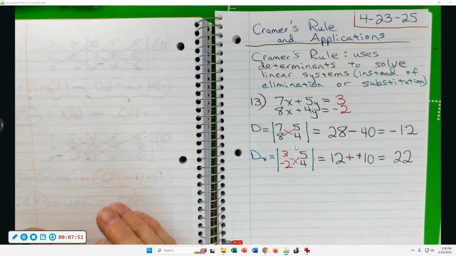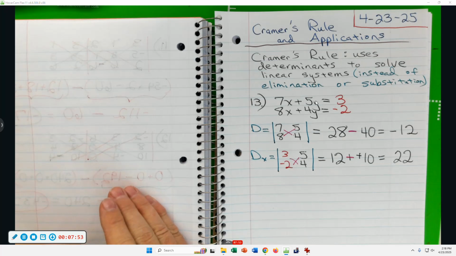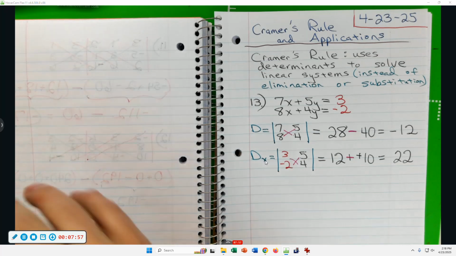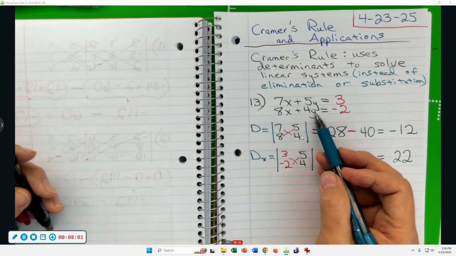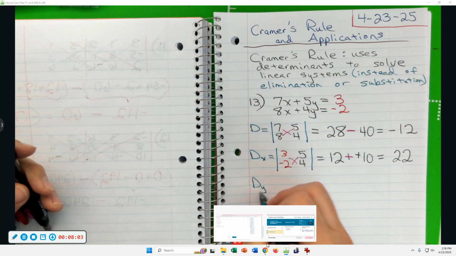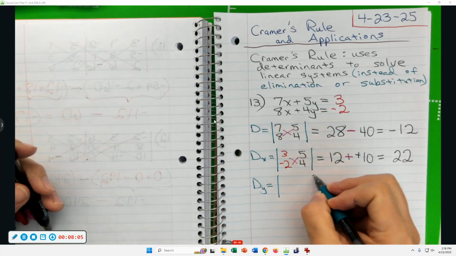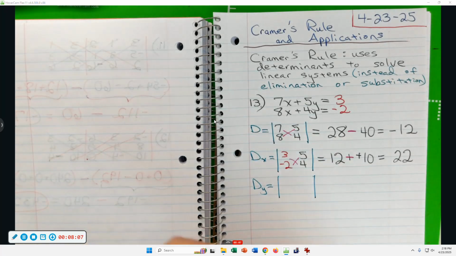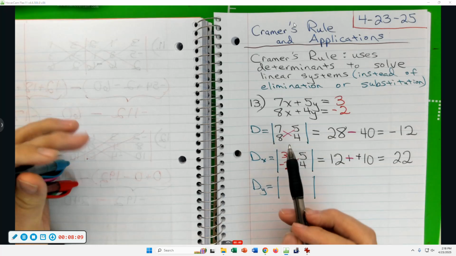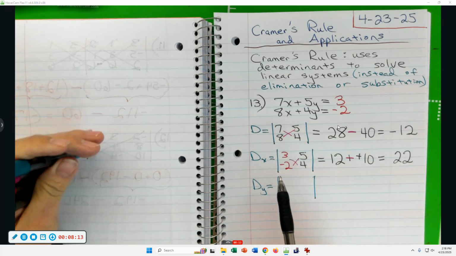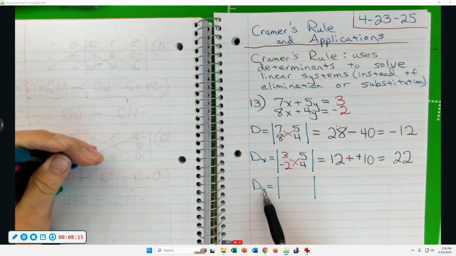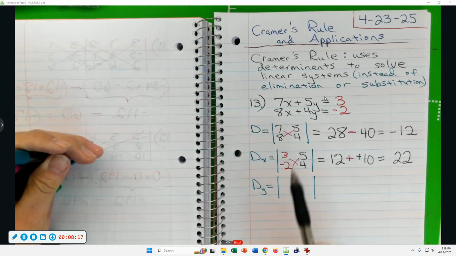For every variable appearing within the system, he found the subscripted determinant. So, there's an x, he found d sub x. There's a y, we have to find d sub y. Now, the subscript is the one you're going to replace with.